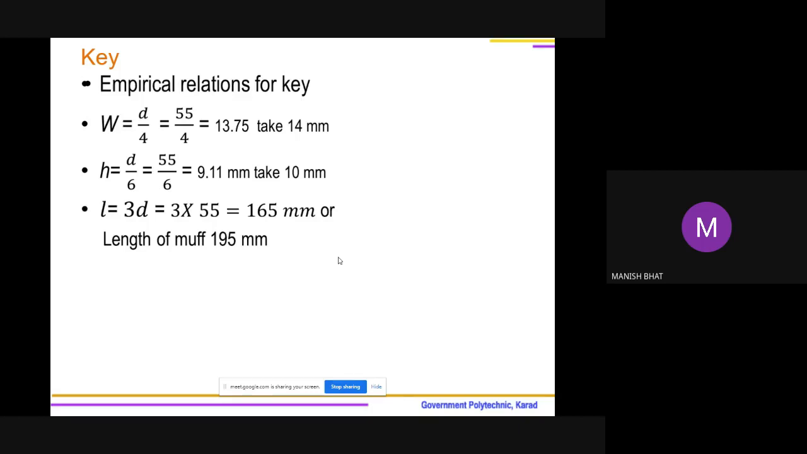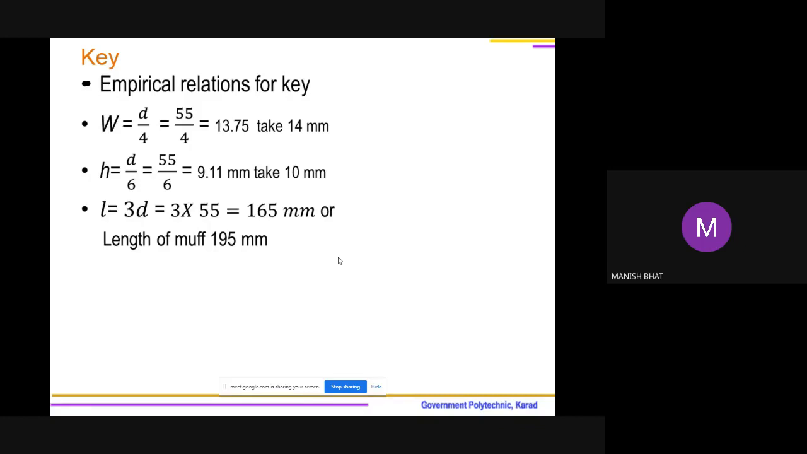So that will be easier to design the key. Width of the key W, we will be empirically selecting the width as d by 4, once we get the diameter of the shaft, so 0.25 d, or you may say d by 4. Okay, so 55 is the diameter of the shaft. So width comes out to be 13.75.